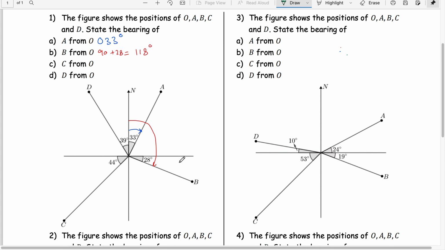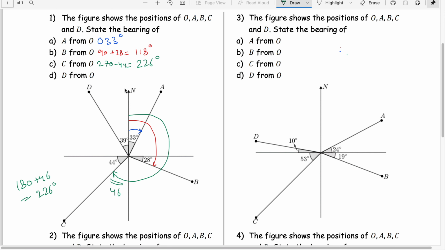Third one is C from O. From O again you move in clockwise direction to find this angle. Now there are two ways. Either you do it 270 minus 44. There is no restriction, you can do it either way. So 270 minus 44 is 226 degrees, or you find this angle first, which is 46, and you add 180 and 46. Again you will be having same answers, which is 226 degrees.